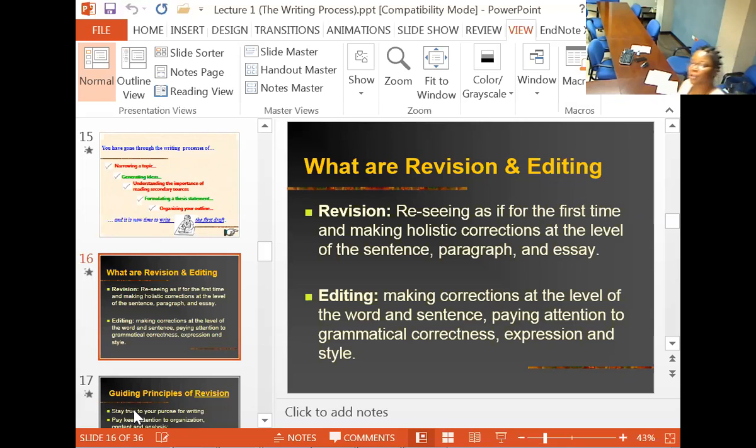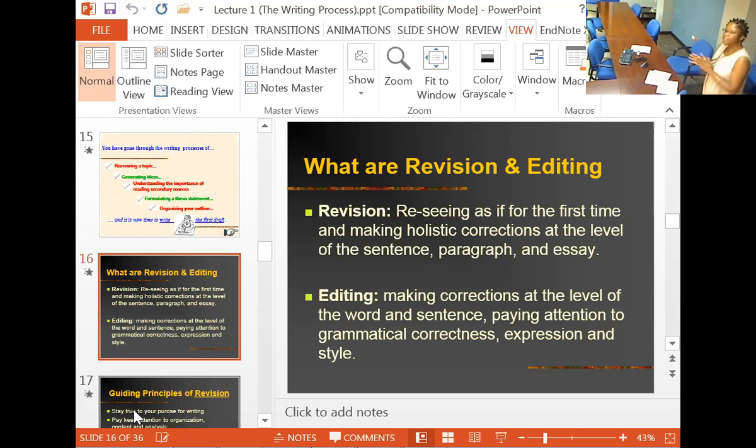So is there anything wrong with the sentence structure? Are you using the right grammatical conventions where they're supposed to be? How is your paragraph structured? And just generally, how does the whole thing look together as a piece of composition or an essay? So revision is very important because it allows you to see the work again.